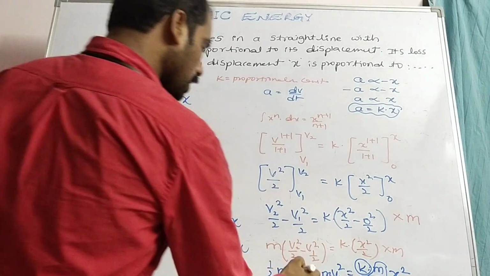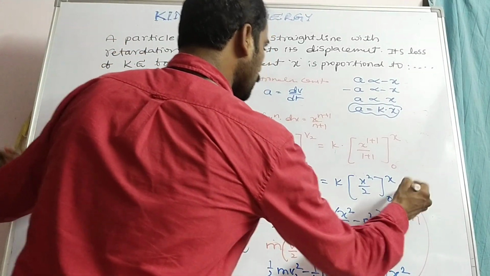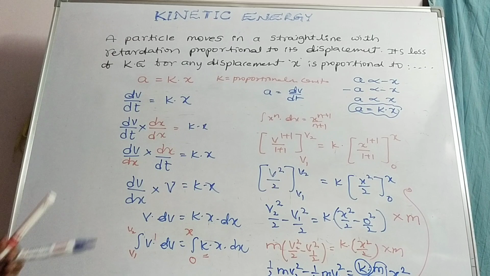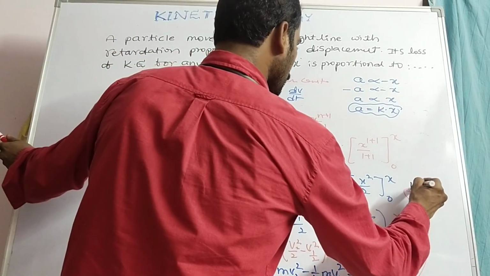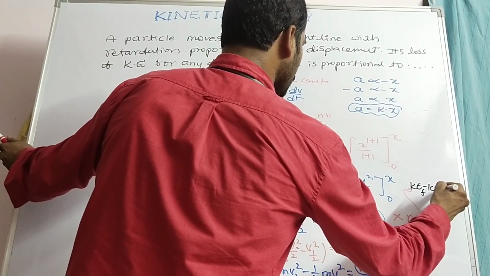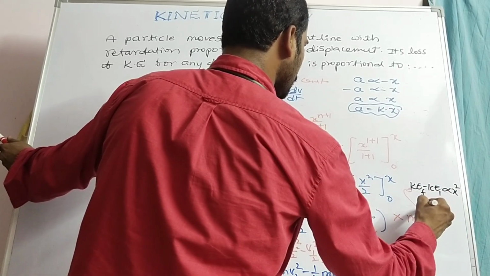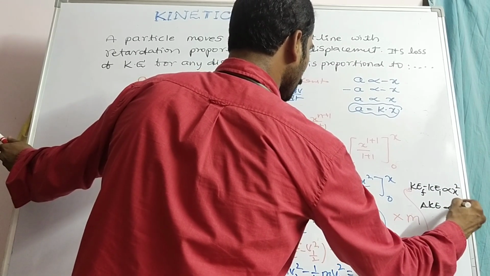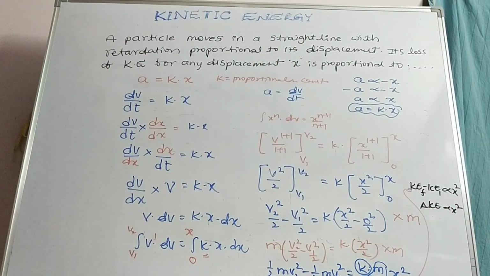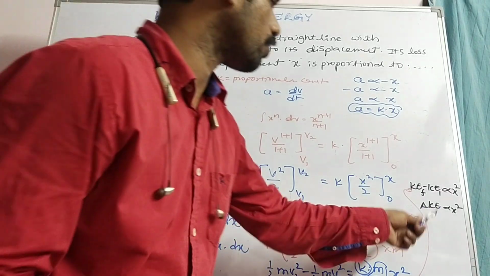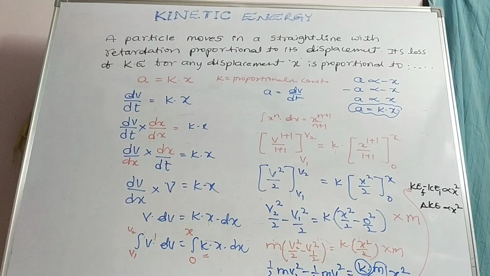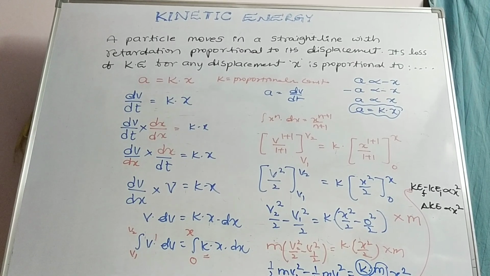So KE final minus KE initial is proportional to x square. That is, delta KE is proportional to x square. Okay, so that is the relation. The loss in kinetic energy, delta K, is proportional to x square is the expression. So the answer will be: kinetic energy is proportional to x square.